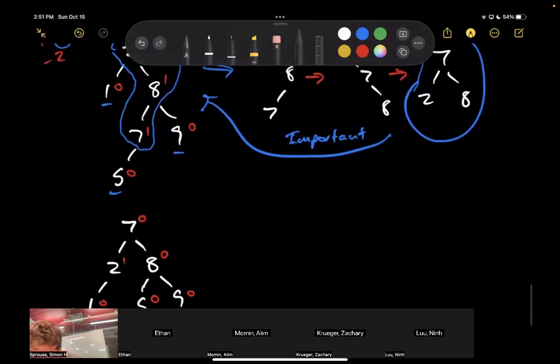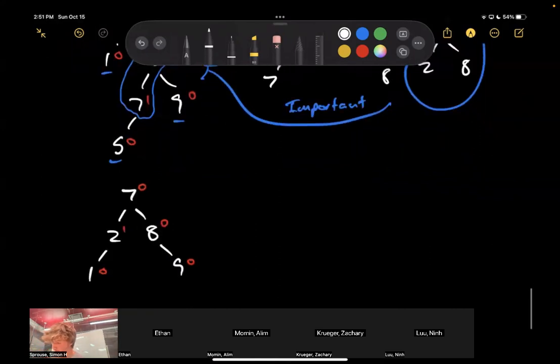I did mess this up, y'all. I'm so sorry. So I added 5 in the wrong place. So if y'all didn't catch me on that, I don't blame you at all.